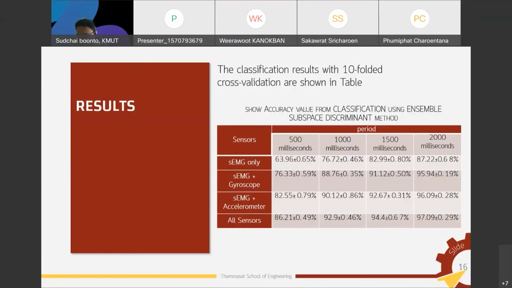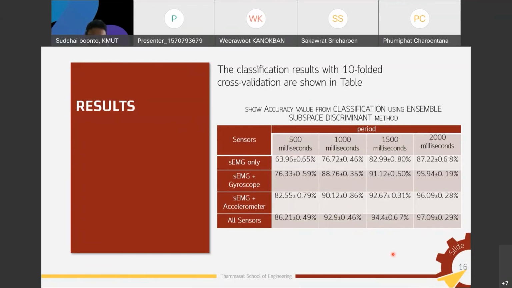Results are presented in this section. This paper is a study of 4 different time intervals after starting the activity. The classification results with 10-fold cross validation are shown in this table. The results show that using data from both muscle and mechanical sensors yields the most effective activity recognition result.